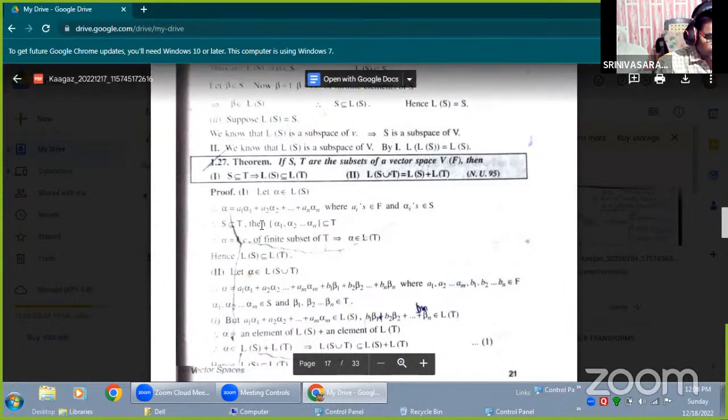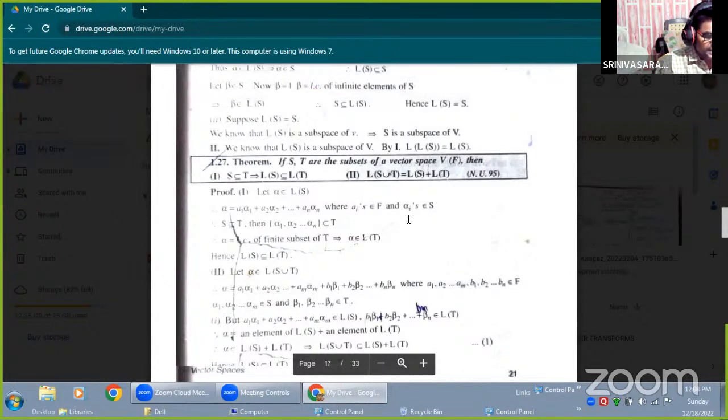So S contained in or equal to T means those field elements and those vectors are also contained in T, because we already know that S is contained in or equal to T. All the elements belonging to S also belong to the capital T, because that is a subset of the vector space. Therefore, alpha can also be written as a linear combination of a finite subset of T. Here alpha also belongs to L of T.